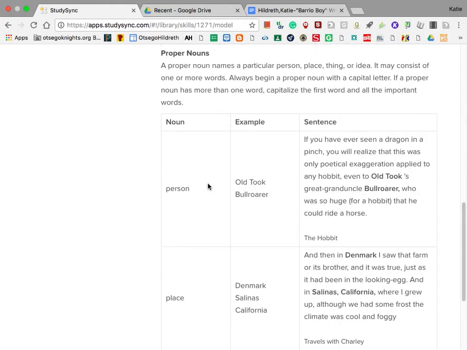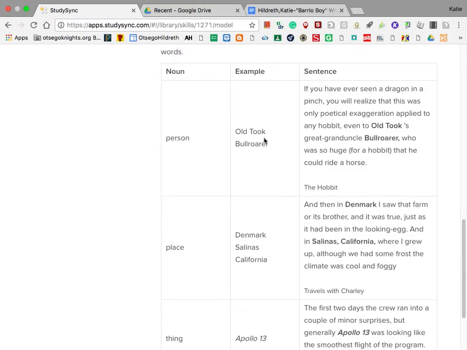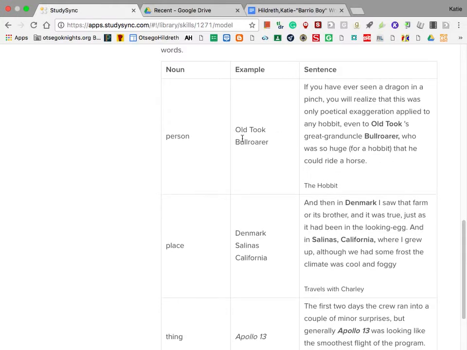Okay, so our example for a person is Old Took's great-grand-uncle Bull Roarer. So in the sentence it says, if you've seen a dragon in a pinch, you will realize that this was only poetical exaggeration applied to any hobbit, even to old Took's great-grand-uncle Bull Roarer, who was so huge for a hobbit that he could ride a horse. Okay, so Old Took and Bull Roarer are both specific people, so that's why we capitalize them. And because Old Took was two words, and they were important, we capitalized the O in old and the T in took.